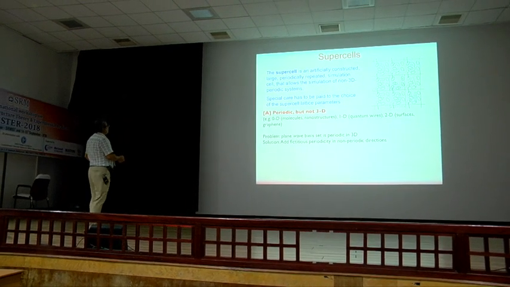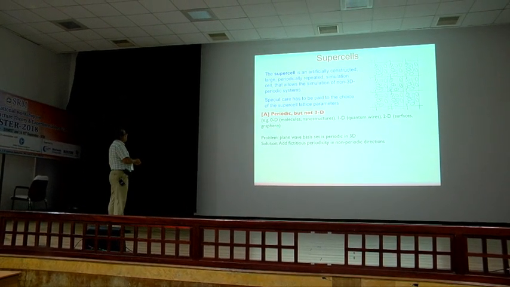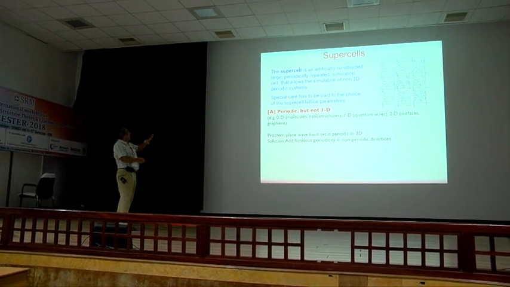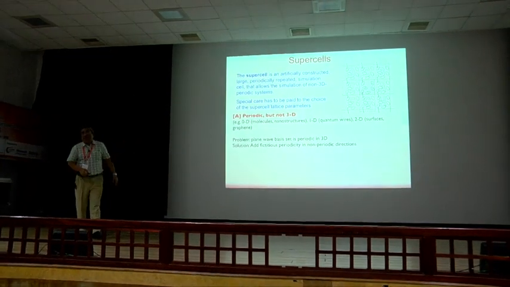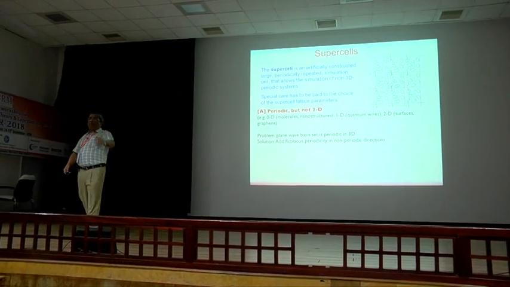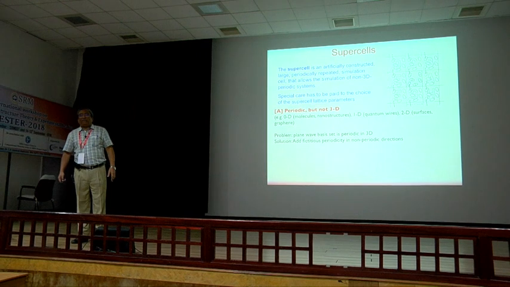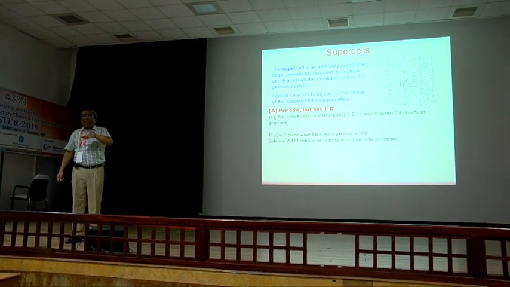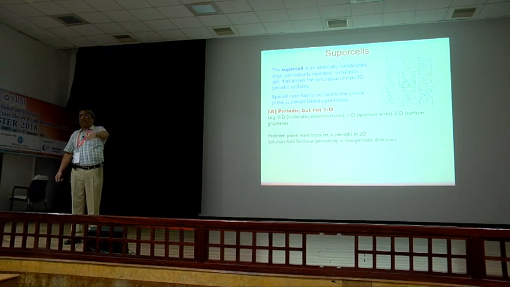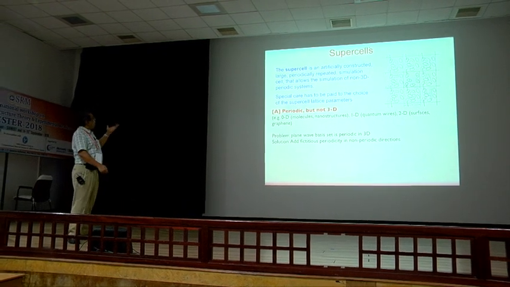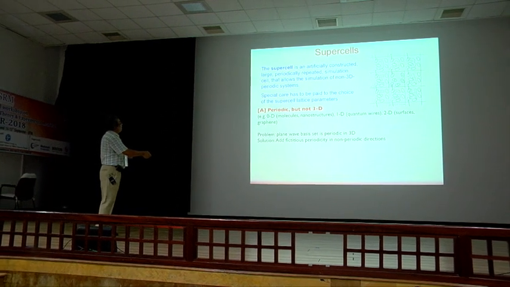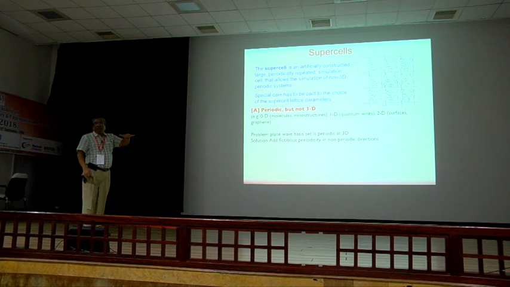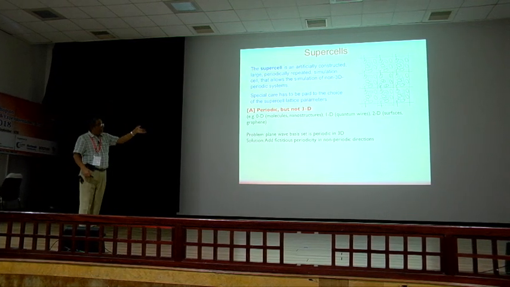Okay, so there are two different broad categories of supercells. One is where the solid is still periodic, but it is not 3D. N number of examples I can give you. Say, for example, you want to find out a surface. I'll come to that. A surface is a discontinuity, or you can call it a 2D system. Not only surfaces, you will see other examples which I will come to.